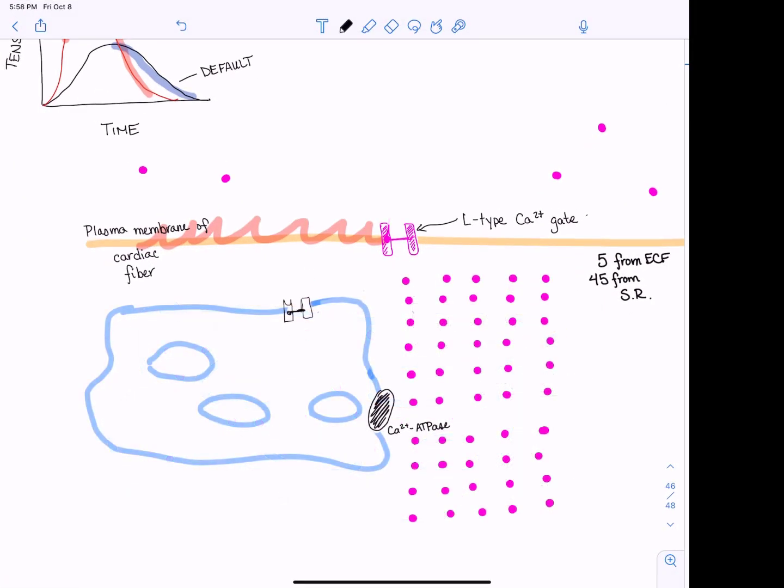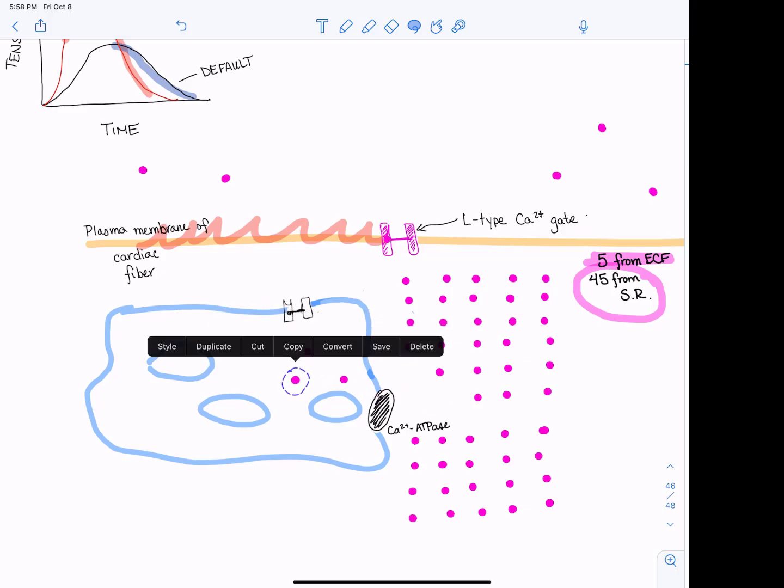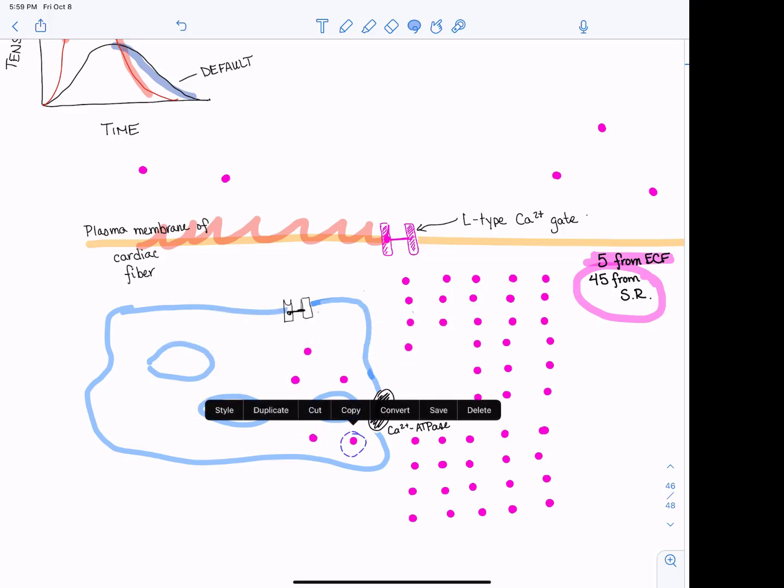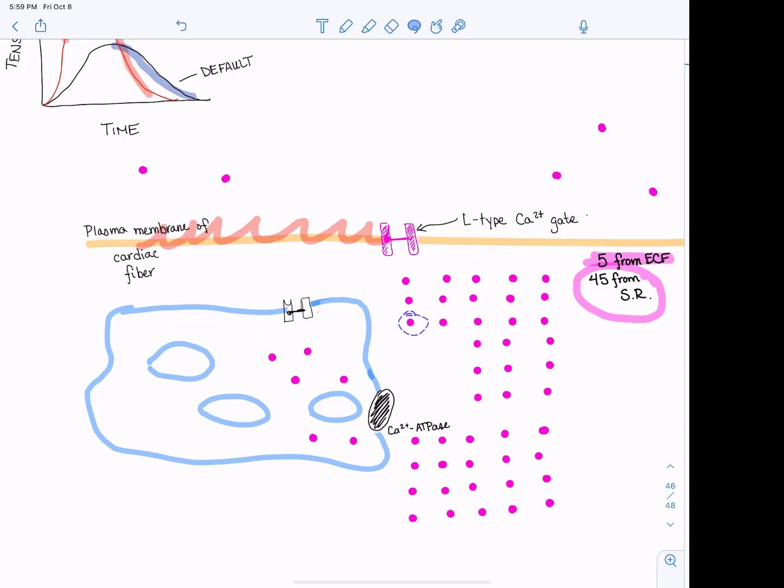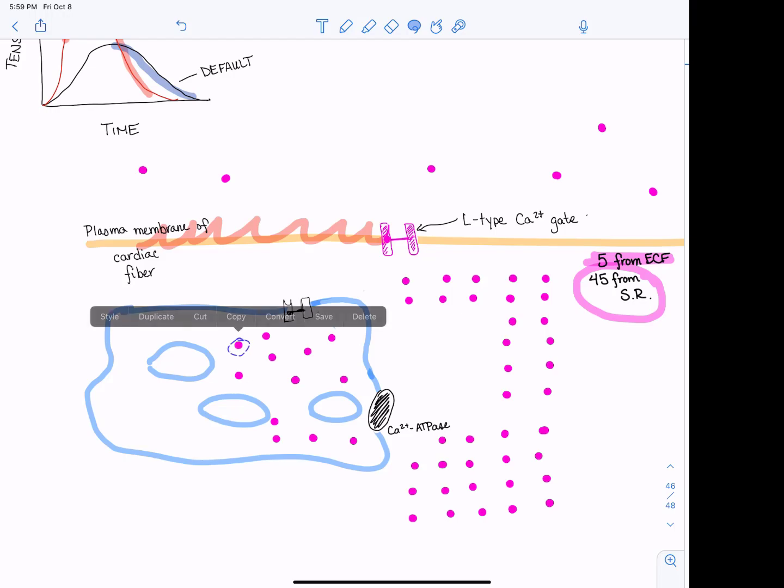So I'm going to line up all 50 calcium ions for you. Obviously, typically these would be bound to troponin, but what I want to do is talk about putting them back. If 5 came from the extracellular fluid and 45 came from the sarcoplasmic reticulum, then we should be putting 45 calcium ions back into the sarcoplasmic reticulum, and we should be putting 5 calcium ions back into the extracellular fluid. In other words, you return the calcium ions at the same proportion that you got them from.